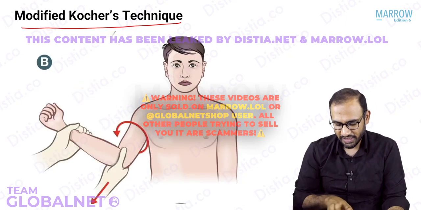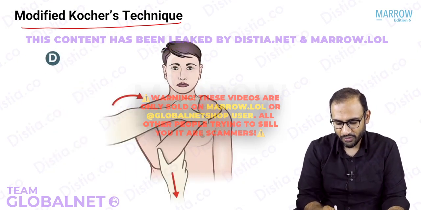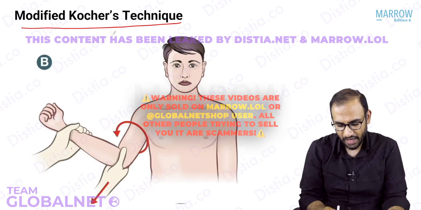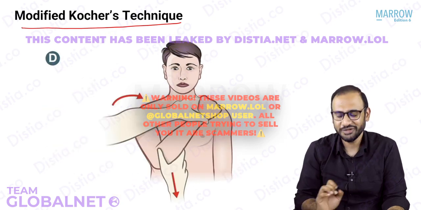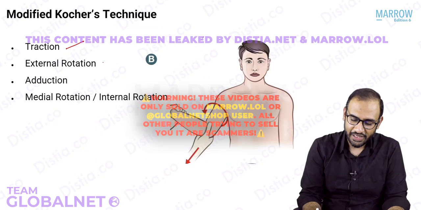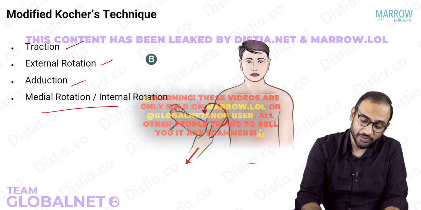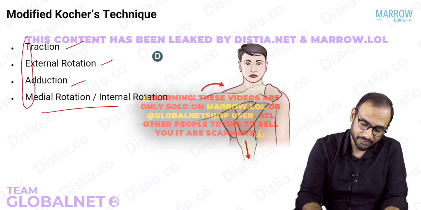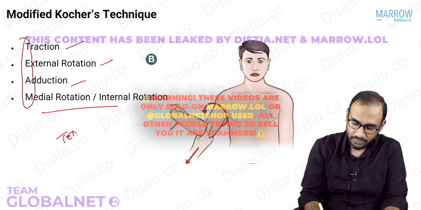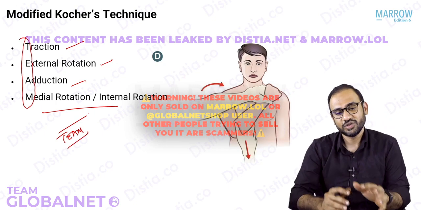So look at this image. I'll show you the image step by step. Look at A, which is applying traction, then external rotation, then adduction, and then medial rotation. So traction, external rotation, adduction, medial rotation are the steps performed. And if you want to remember it, this is the mnemonic team. This will help you remember it. So these are the techniques.